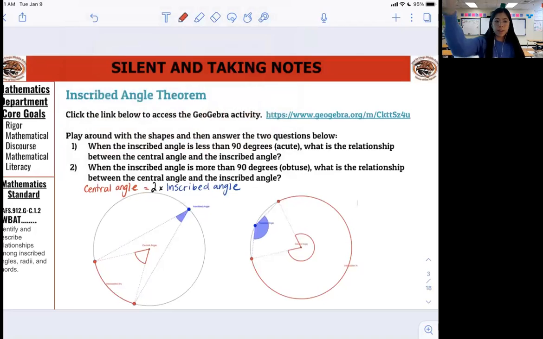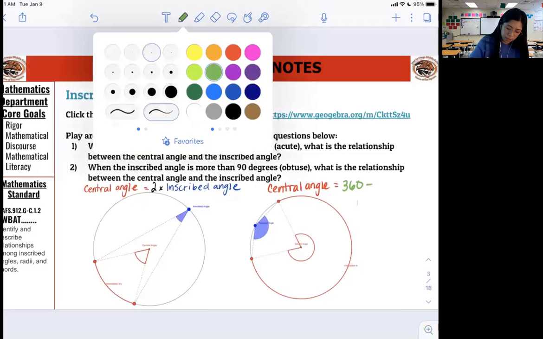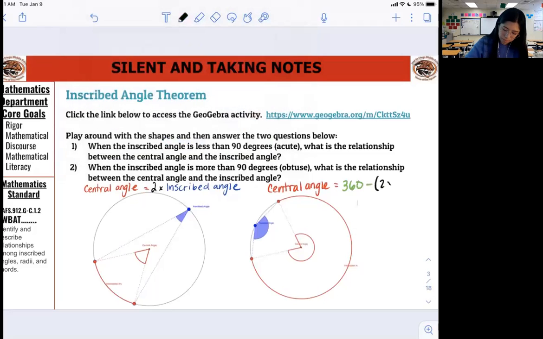Okay. Now, that's example number 1. Example number 2, when the inscribed angle is obtuse, the central angle will be equal to 360 minus 2 times the inscribed angle. So go ahead and, if you didn't have this down before, go ahead and write it down.